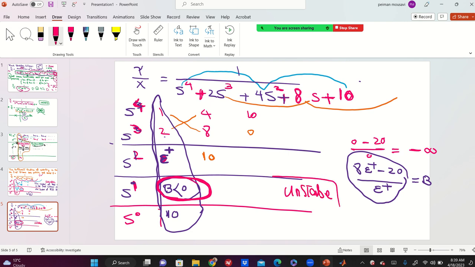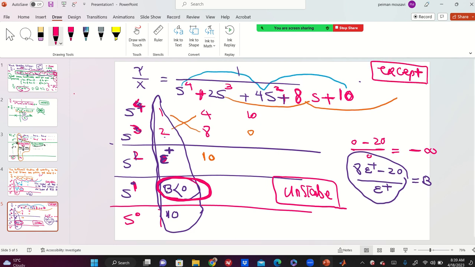Unstable. Okay? So you learn that this is exception number 1. If one element in the column is 0, only 1, change it with epsilon plus. Okay? To make this stable.